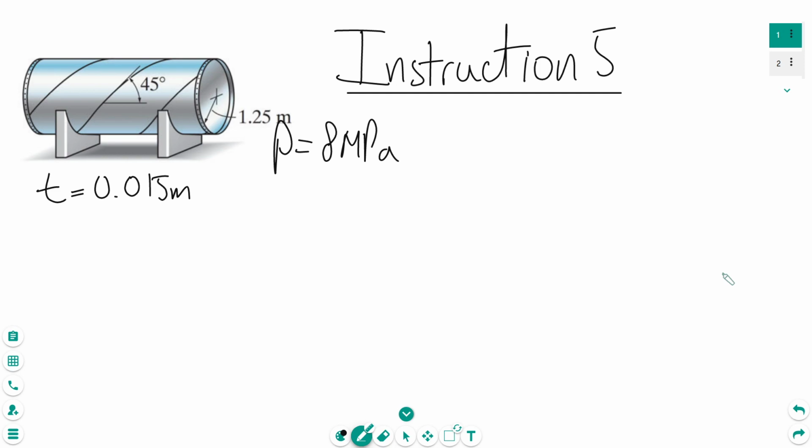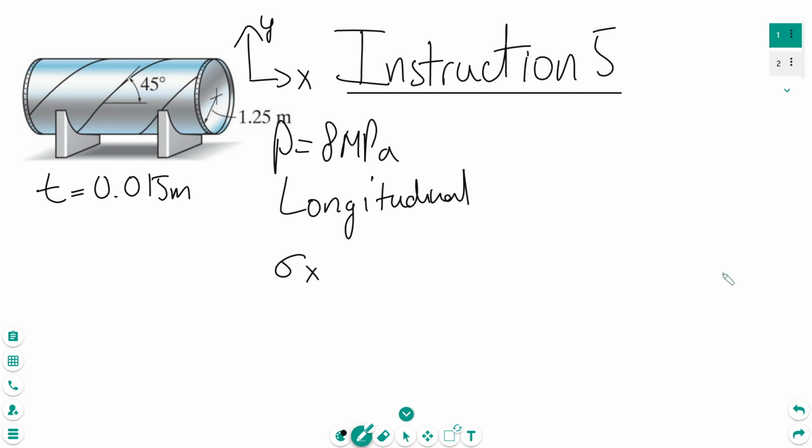The first thing we need to recognize is that a pressurized vessel has two types of stresses acting on it, the longitudinal and the hoop stress. We will first find the longitudinal stress. If we define our axis system to be x horizontally and y vertically, we know that the longitudinal stress acts in the positive x direction and is given in magnitude by PR over 2T.